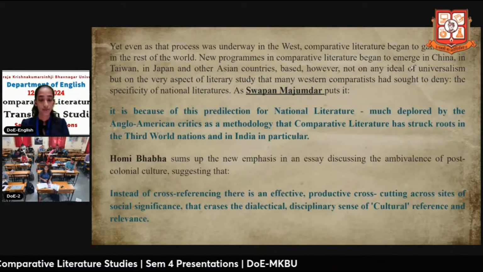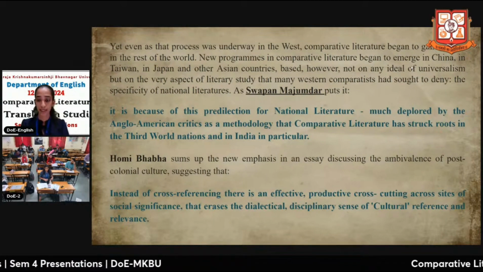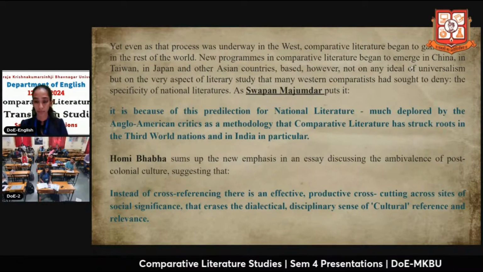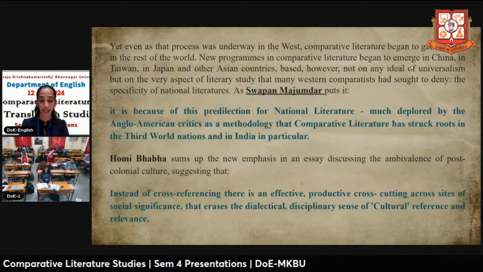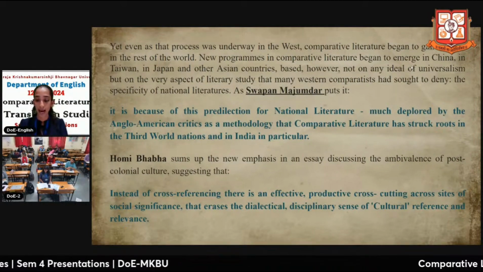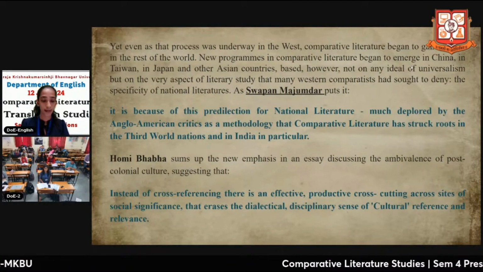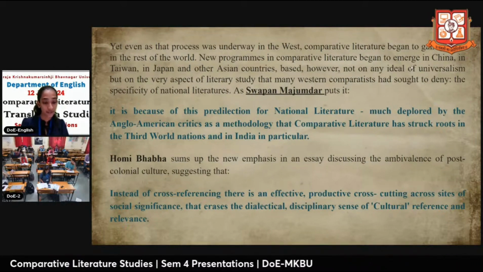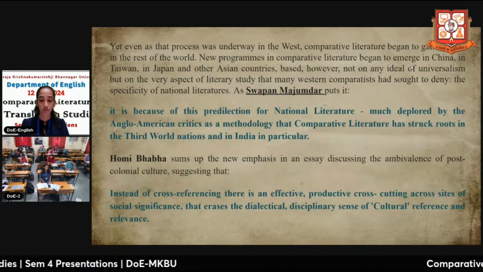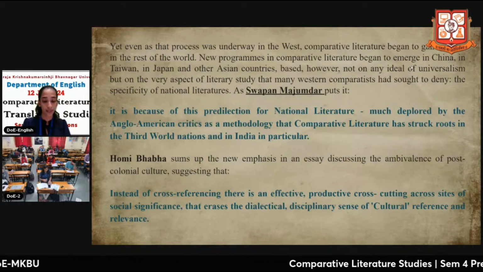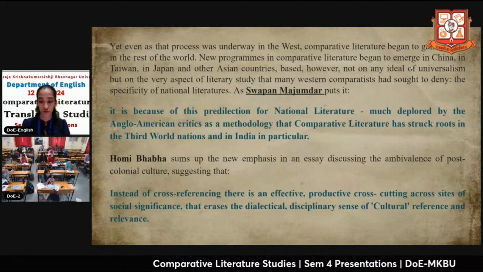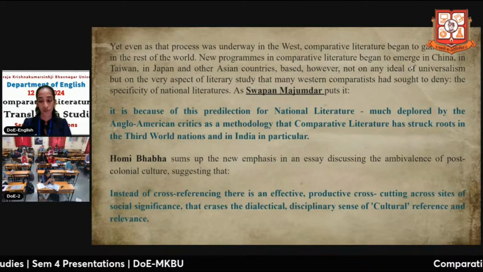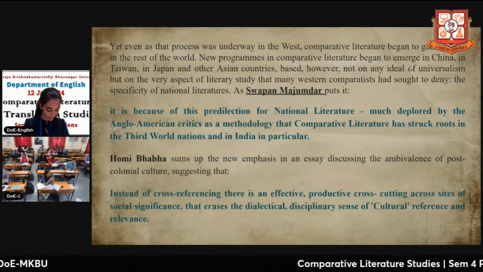Yet, even as the process was underway in the West, comparative literature began to gain ground in the rest of the world. New programs in comparative literature began to emerge in China, in Taiwan, in Japan, and other Asian countries, based, however, not only on the ideal of universalism, but on the very aspect of literary study that many Western comparatists had sought to deny, the specificity of national literatures, as Swapan Majumdar puts it. It is because of this predilection for national literature, much deplored by the Anglo-American critics as a methodology, that comparative literature has struck roots in the third world nations and in India in particular.